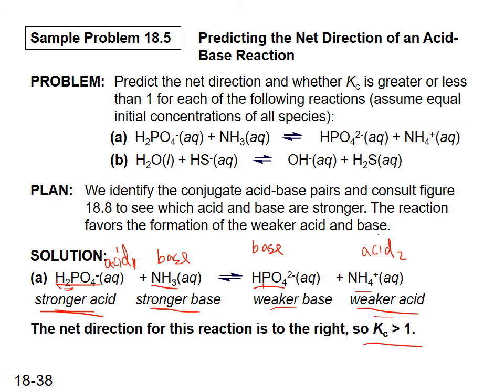Now, if the reaction is disfavored, if the reverse reaction is favored, then K will be less than 1. If the reactants and products are comparable, then K equals 1.